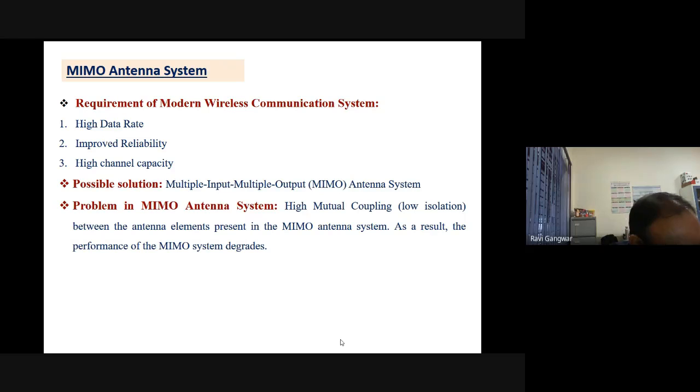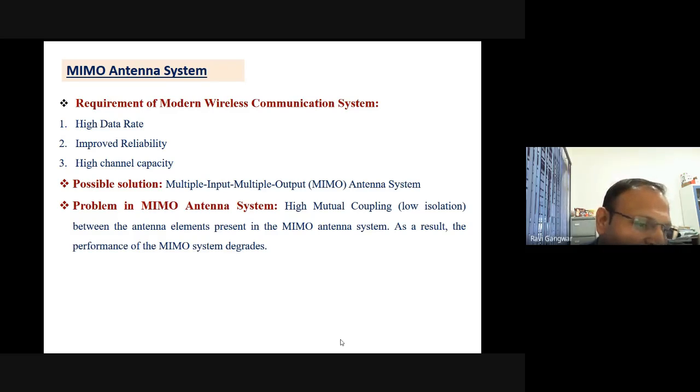So why are we doing this mutual coupling analysis? Because in the current situation, we require the system to be very compact. Otherwise, the system is going to be very bulky. So our task is to design the system in such a manner that it fulfills the requirements of the modern communication system, along with being compact in nature.